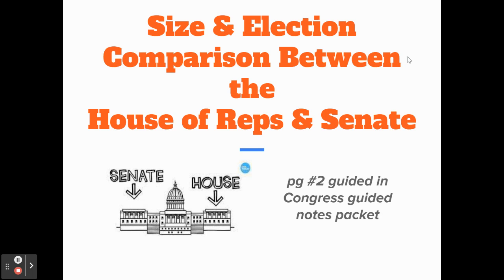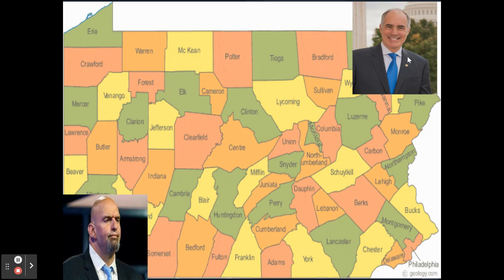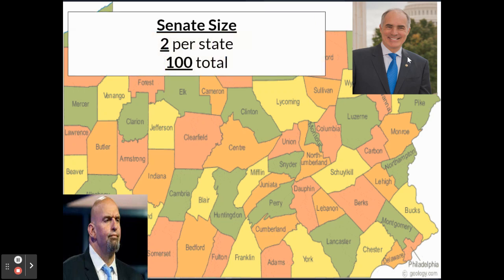All right, let's talk a little bit about the election differences between the House and the Senate. So, Senate elections, you know this, it's a review from other units we've talked about. Basically, every state has two senators, regardless of the size of your state. That gives us 100 total members of the United States Senate.